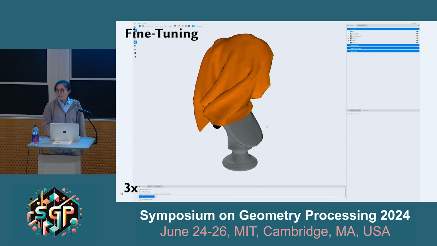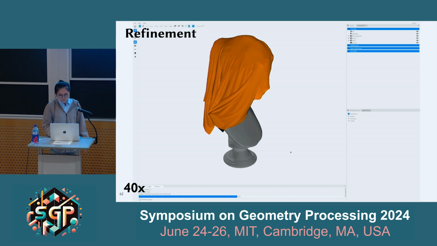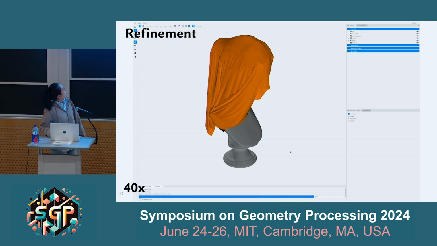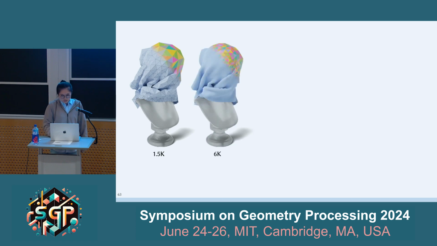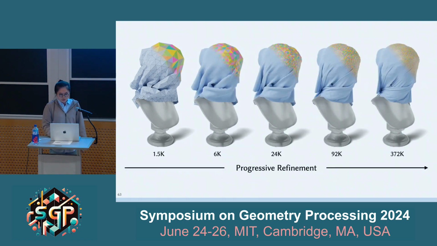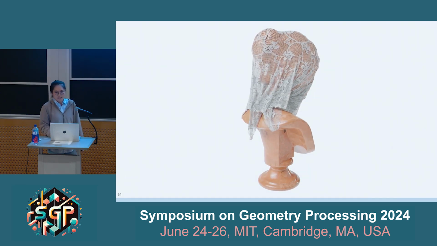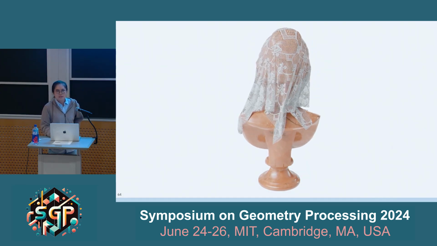And when all is starting to look good, do some local fine-tuning. And in the end, after a few progressive refinement steps, you can send this converged fine geometry to a production-level renderer and get these beautiful final renders of fine wrinkles and details.